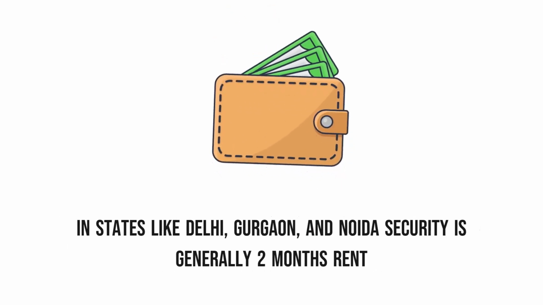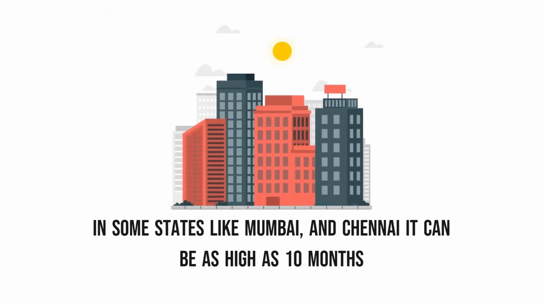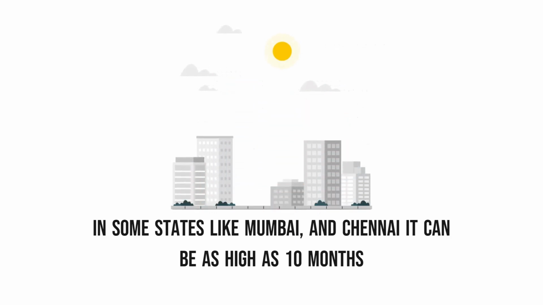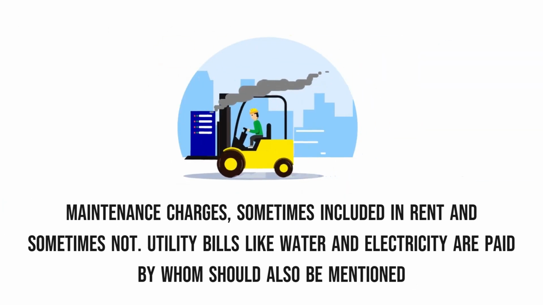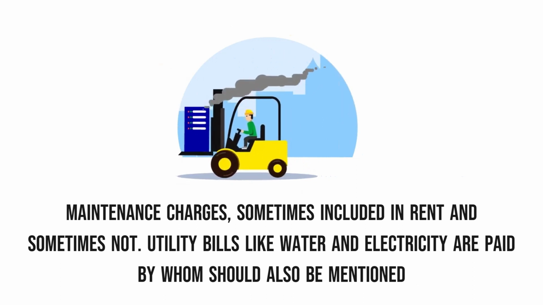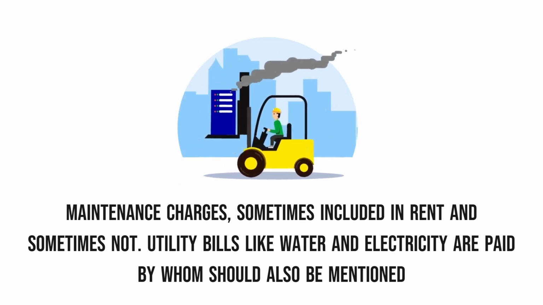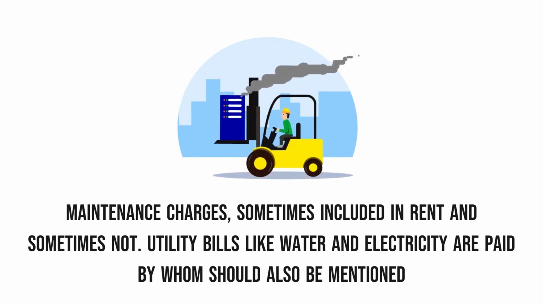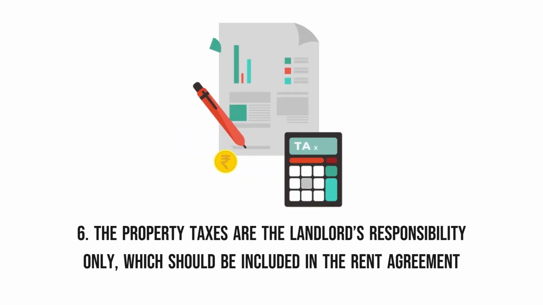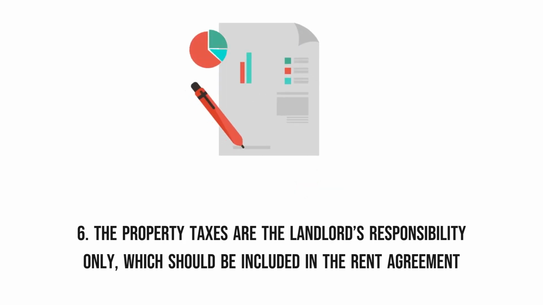In states like Delhi, Gurgaon, and Noida, security is generally 2 months' rent. In some states like Mumbai and Chennai, it can be as high as 10 months. Then there are maintenance charges, sometimes included in rent and sometimes not. Utility bills like water and electricity, and who pays them, should also be mentioned. The property taxes are the landlord's responsibility only, which should be included in the rent agreement.